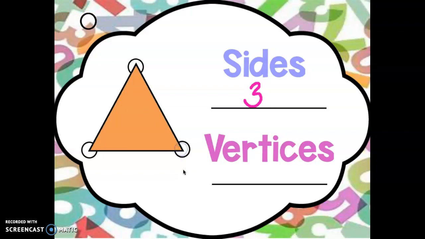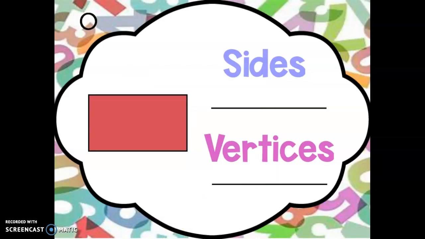So let's count how many vertices are on this triangle, or how many this triangle has. Ready? 1, 2, 3. Very good. The triangle has 3 sides and 3 vertices. Sorry guys, I'm making very ugly numbers.